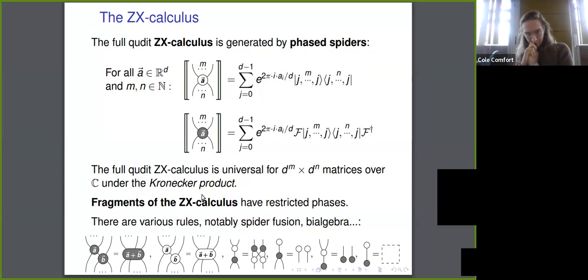And I'll also talk about fragments of the ZX calculus. What I mean by that is that these phases, these vectors a, if you restrict them to be not all vectors over the reals, but to have some group structure, that's called a fragment of ZX calculus. And just to recall some basic rules, even though I'm sure you all know these, the defining characteristics of the ZX calculus are the spider fusion rules here, and then the algebra rules, and of course there are many more, but just to remind you.